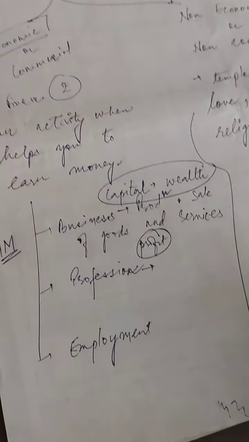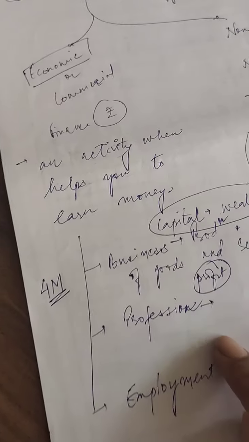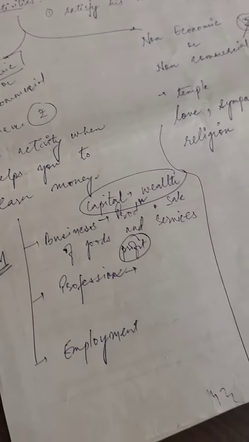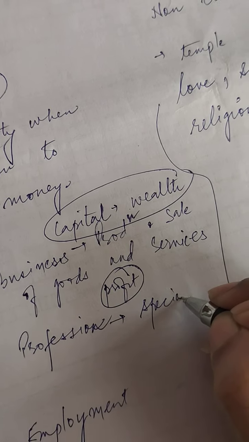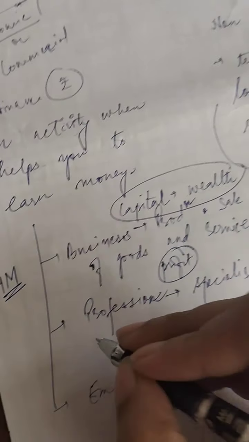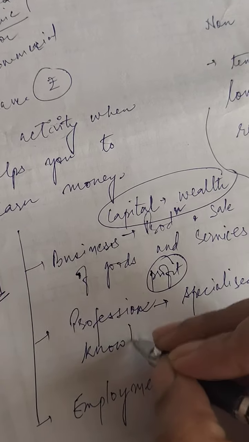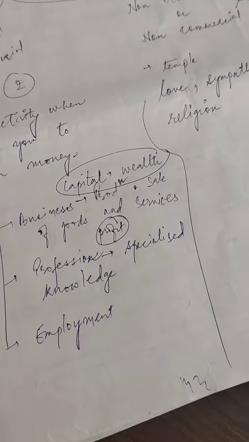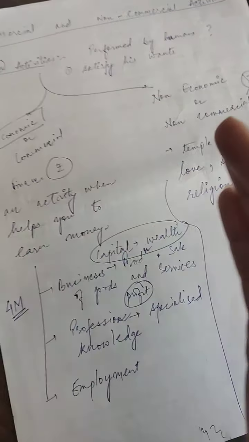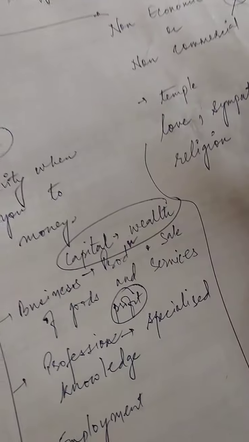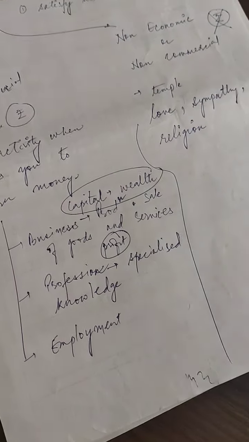Now coming to the second one, which is profession. Now what is profession? Profession here actually means that you have some specialized knowledge, right? Just keep an example of a doctor or a chartered accountant in your mind so that you can get to know what is profession. A doctor is specialized in his knowledge. He knows which patient has to be treated in what way. He cannot give the same treatment to everybody, right?